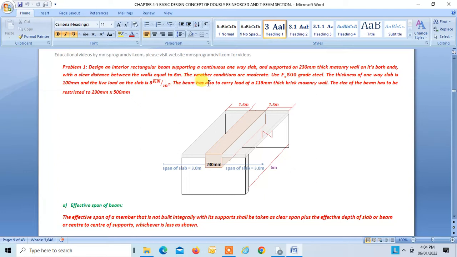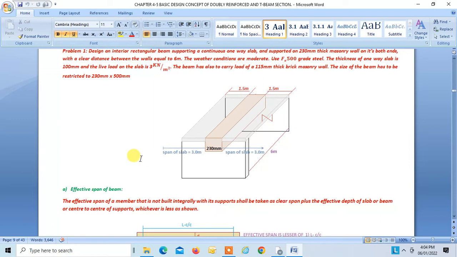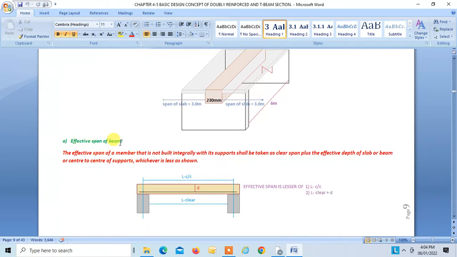The beam has to carry a wall of 115 mm thickness masonry wall, right? And the size of the beam is restricted to 230 by 500, right? So the span of the slab is 3 meters. So half the slab will pass the load to this beam, and similarly half the slab over here will also pass the load to this beam, right? So first step is we have to find the effective span of the beam.